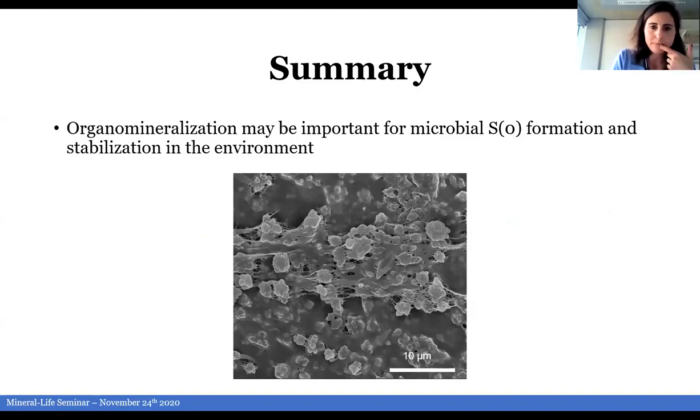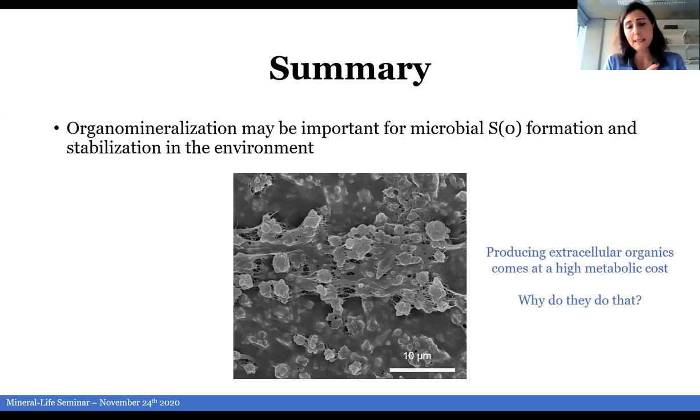Very well. So now, if we look at this image again of these elemental sulfur particles inside these biofilms, you can notice this very abundant EPS organic material, and producing so much organics for a microbe comes at a very high metabolic cost, right? It takes a lot of energy to produce so much organic material and to spit it out.